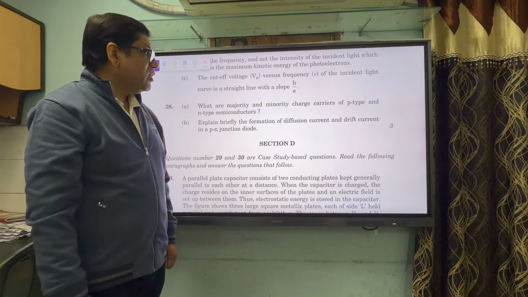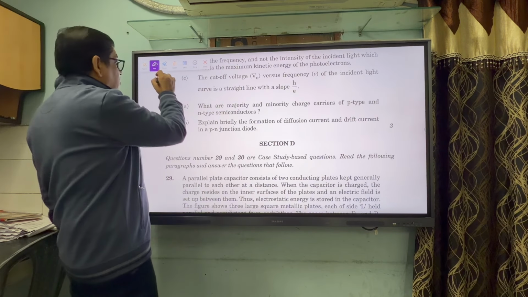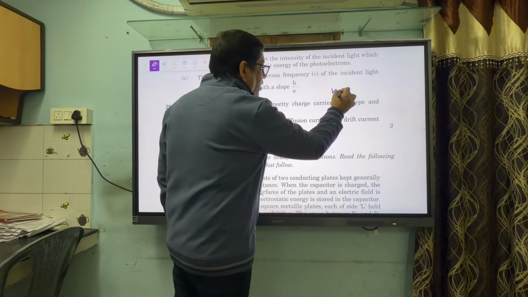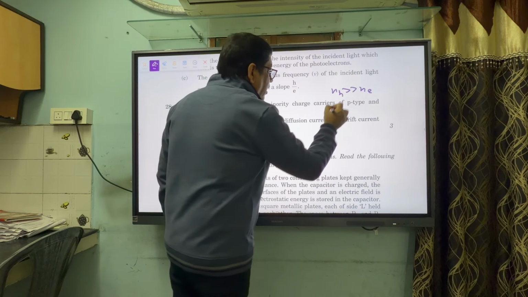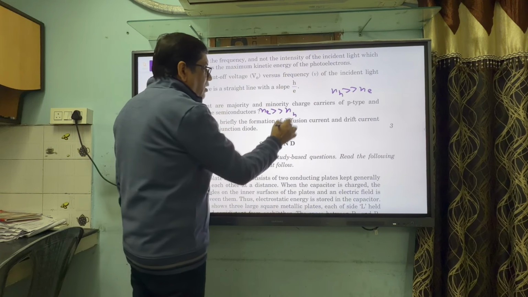What are majority and minority carriers of P type? In P type, you know what there is in P type? In P type, holes are majority carriers, electrons are minority carriers. And in n-type, electrons are majority carriers and holes are minority carriers.